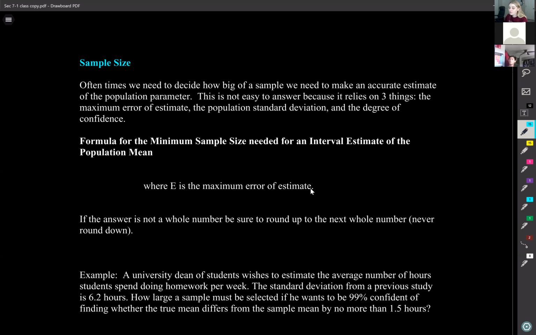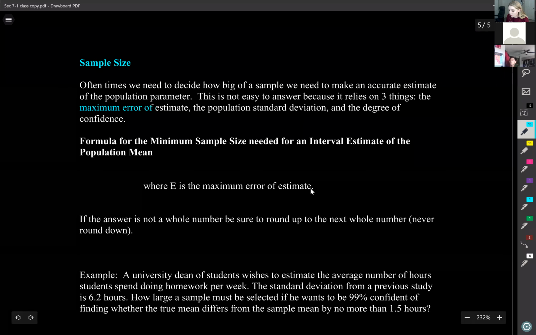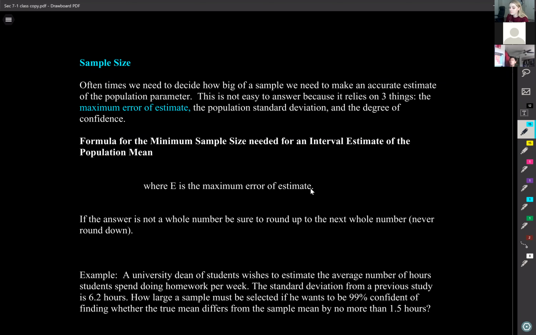This is not easy because it relies on three things. We need the maximum error of estimate, which is me saying, this is how accurate I want to be. And then we want the population standard deviation. And then we also want the degree of confidence. So we have a formula for this. Let me go ahead and write it and fill it in.